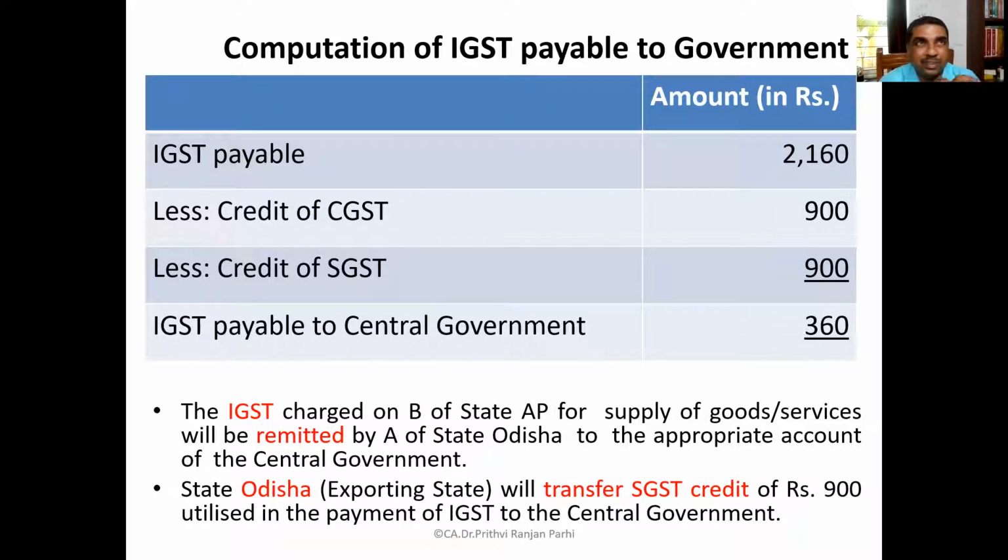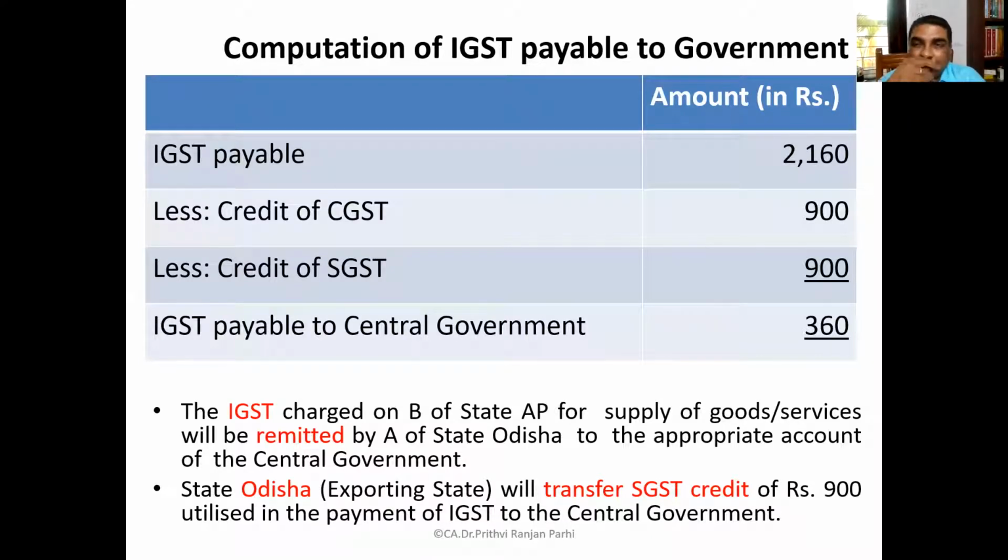If you look at here, you can understand IGST is payable how much? 2,160 minus CGST credit available how much? 900. SGST credit also can be utilized. They are also available 900. So how much IGST is payable in cash to government? So 360. 360 ultimately has to pay. Okay, 360 has to pay.